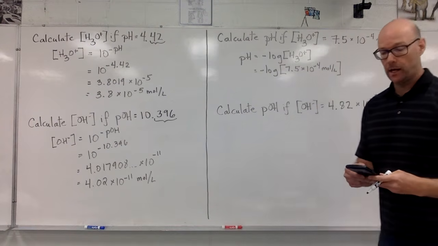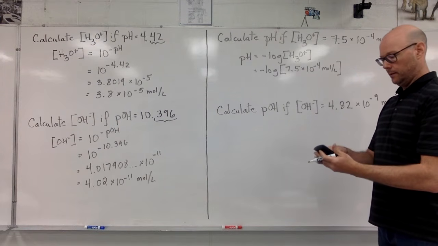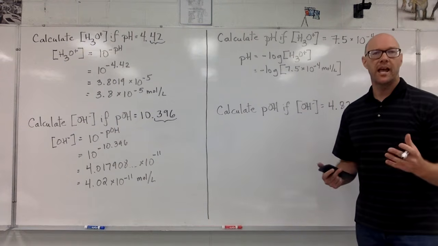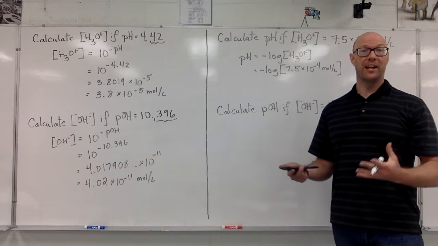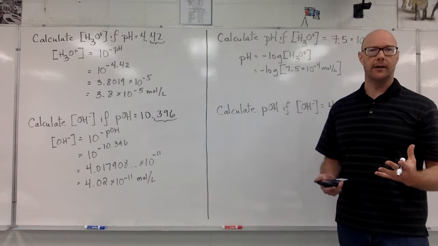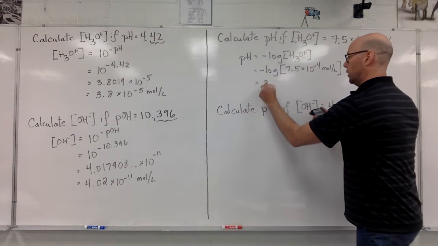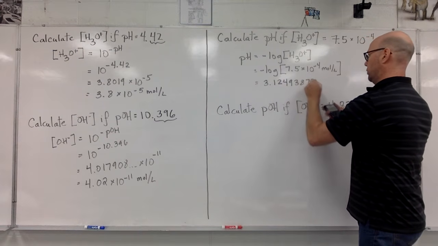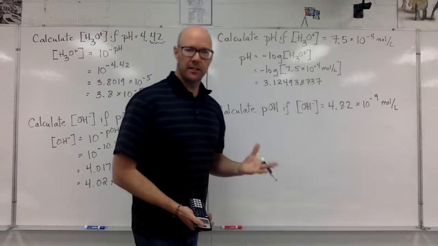I need to type that into my calculator. Negative log 7.5 times 10 to the negative 4. I have this expectation that the answer should work out somewhere between 1 and 14. If for some reason I don't get that, maybe I missed the negative or I made a mistake entering it into my calculator. Here, we end up with the raw answer, 3.124938737.